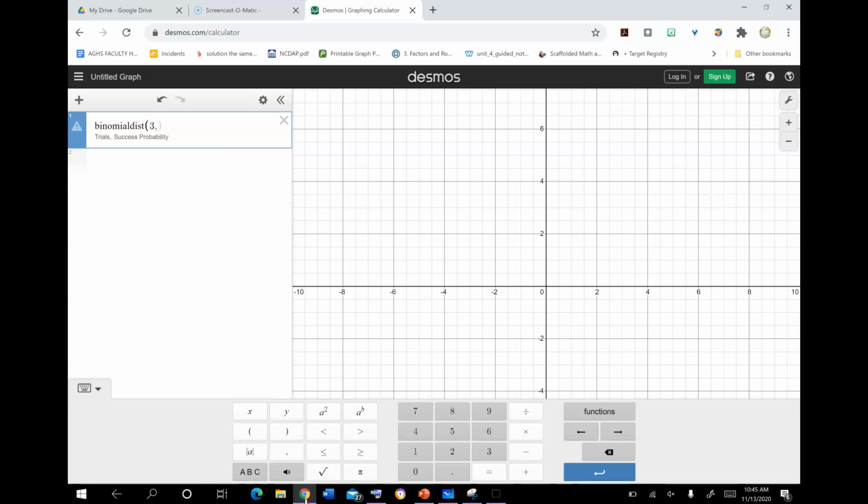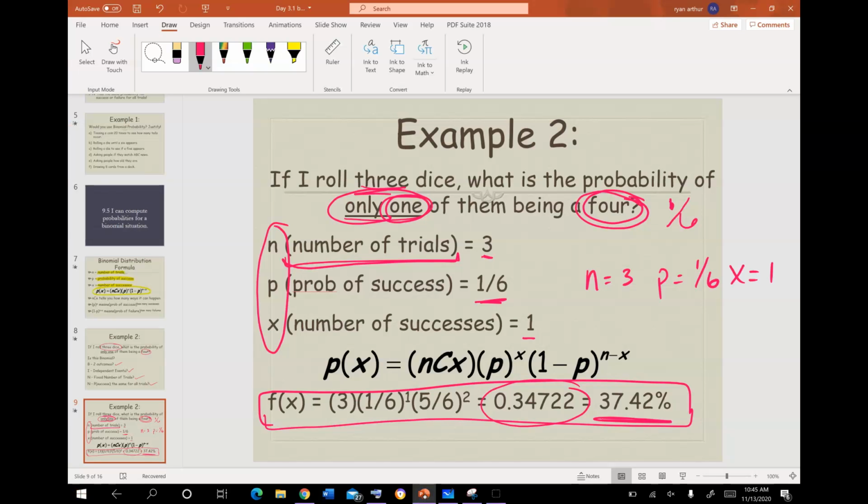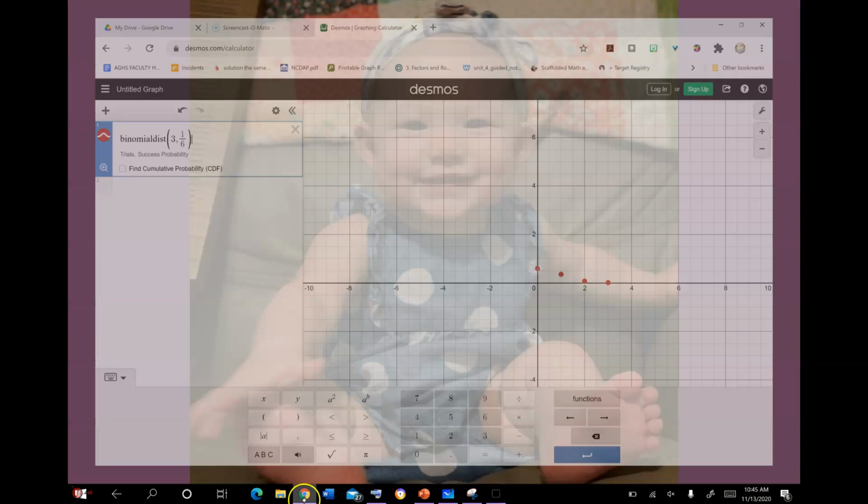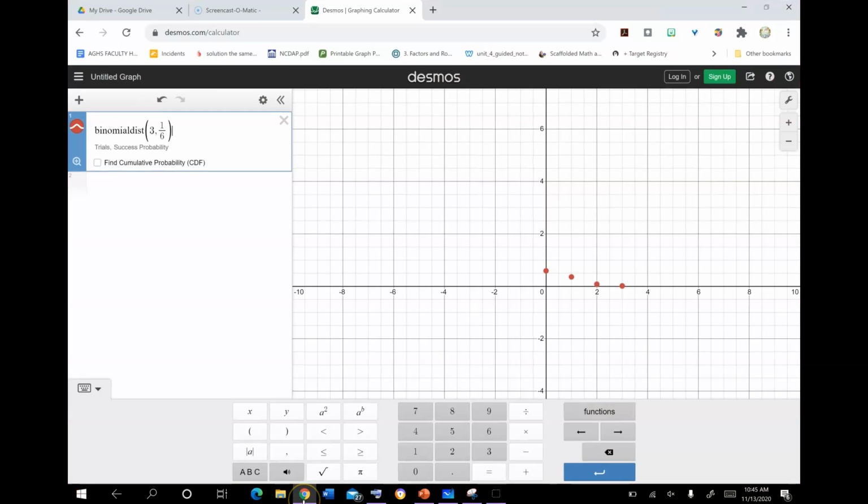Your comma's right there. Sorry. And then you want to write in your probability, which is 1/6. Okay? Close the parentheses. See how it says find cumulative probability? Do you remember that if you look at the formula, what's there? nCx. Guess what? That is what this is. See how it says CDF?